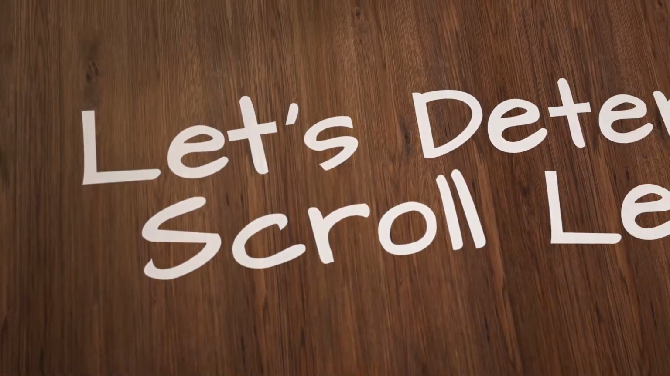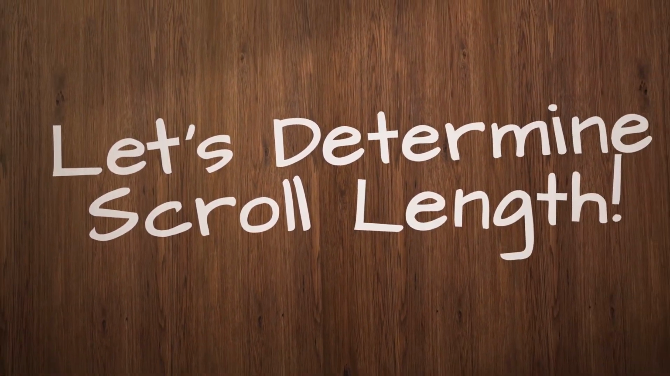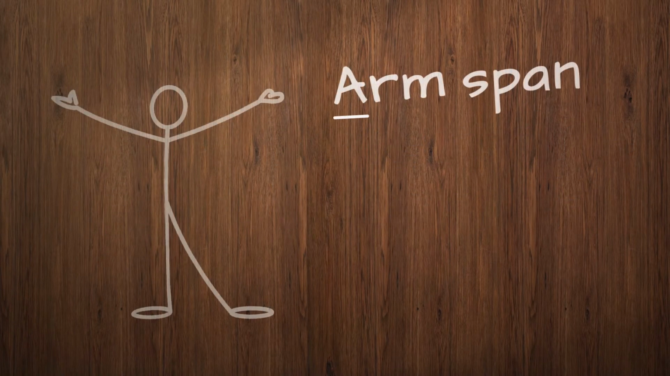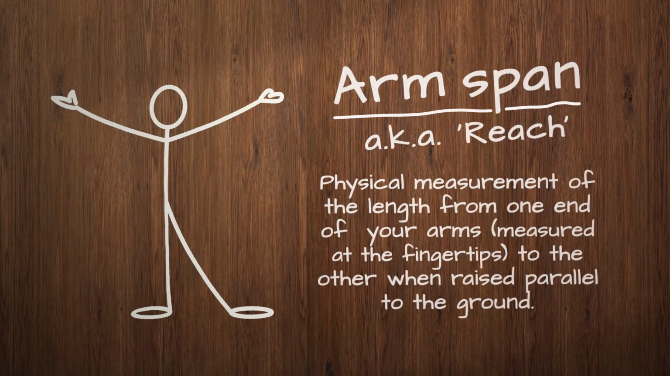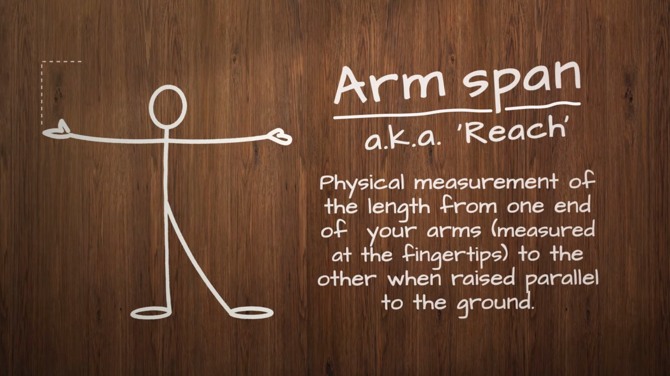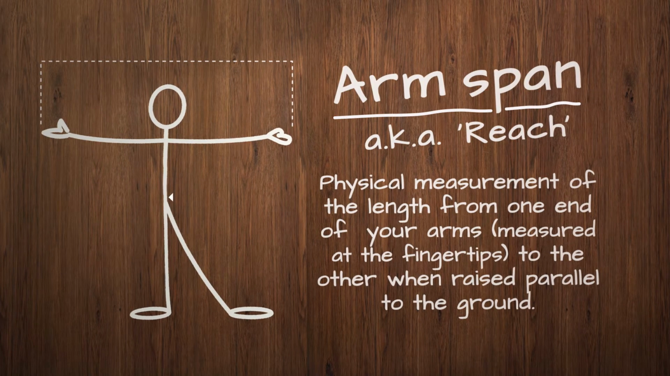First, we need to determine how long our scroll is. The length should be about the size of your arm span. Arm span and reach is a physical measurement of the length from one end of your arms, measured at the fingertips, to the other when raised parallel to the ground at shoulder height at a 90-degree angle.